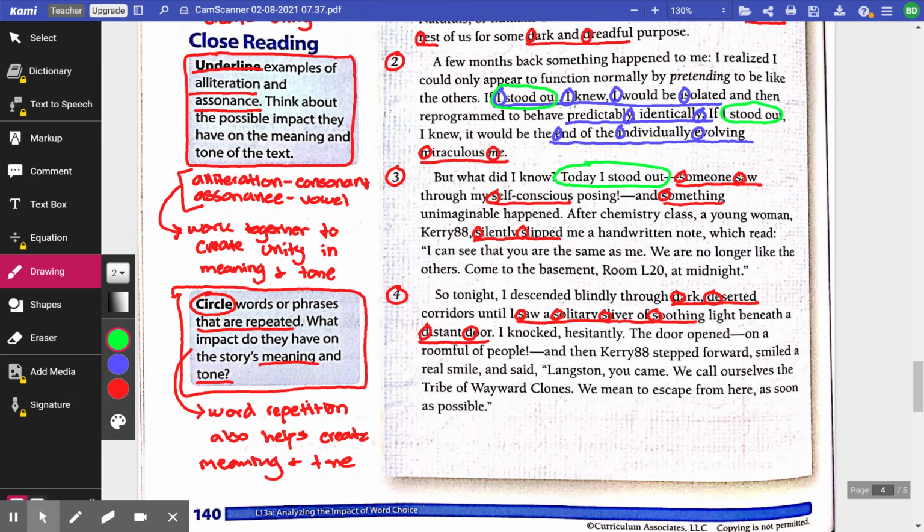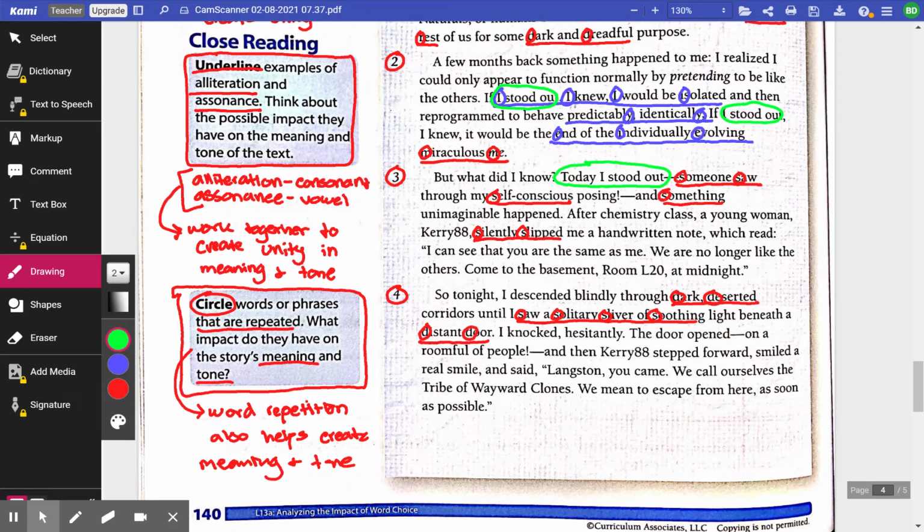All right, so we know that the genre of this text, The Tribe of the Wayward Clones, is science fiction, and because it's fiction, we know it's not real, right? It's fake. It's a story someone made up. And we know that the purpose of any fictional text is to entertain the reader. So that would be the purpose of this Tribe of the Wayward Clones. You guys have been doing the PACT for a while now, so hopefully it's ingrained in your mind that fiction means the purpose of it is to entertain. So fiction equals entertainment.